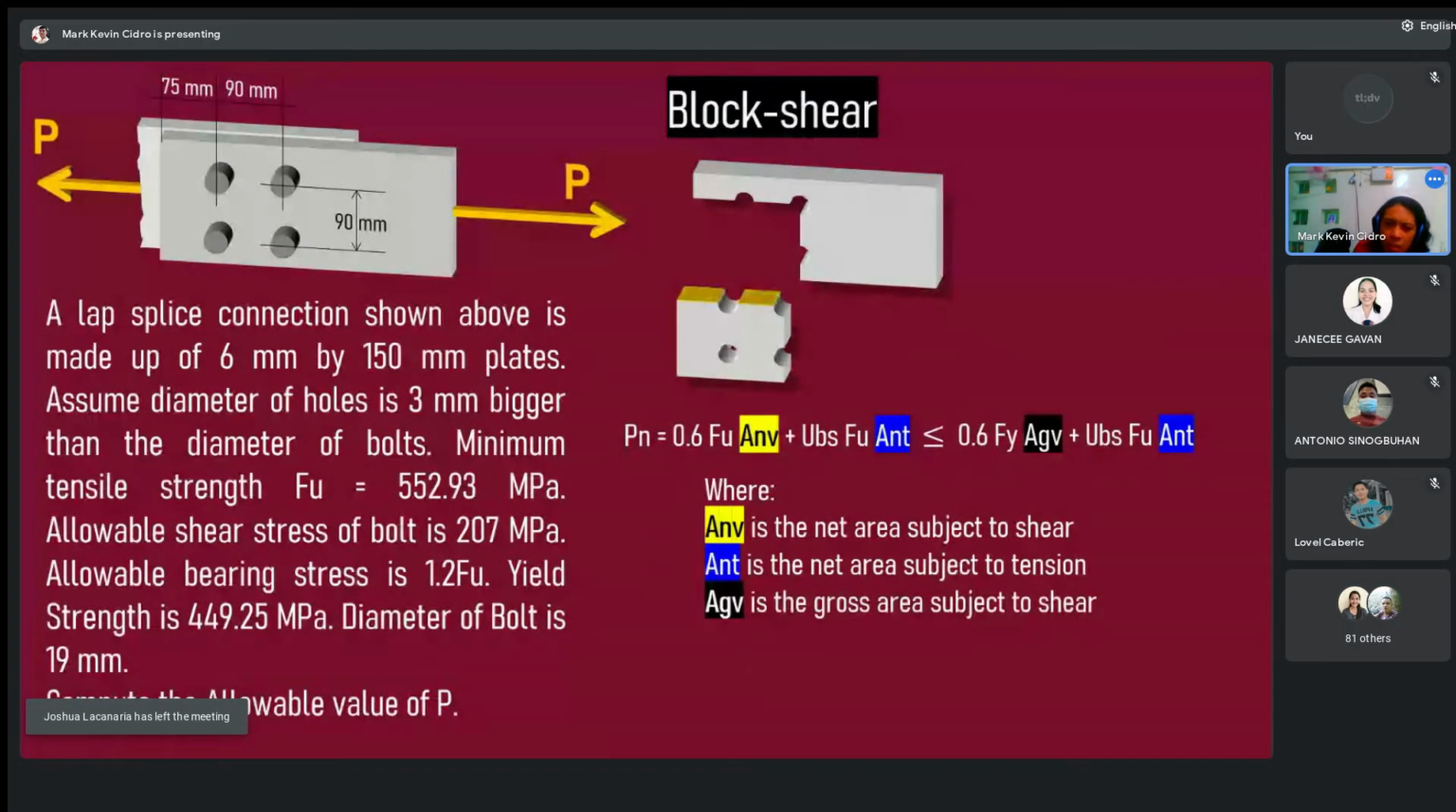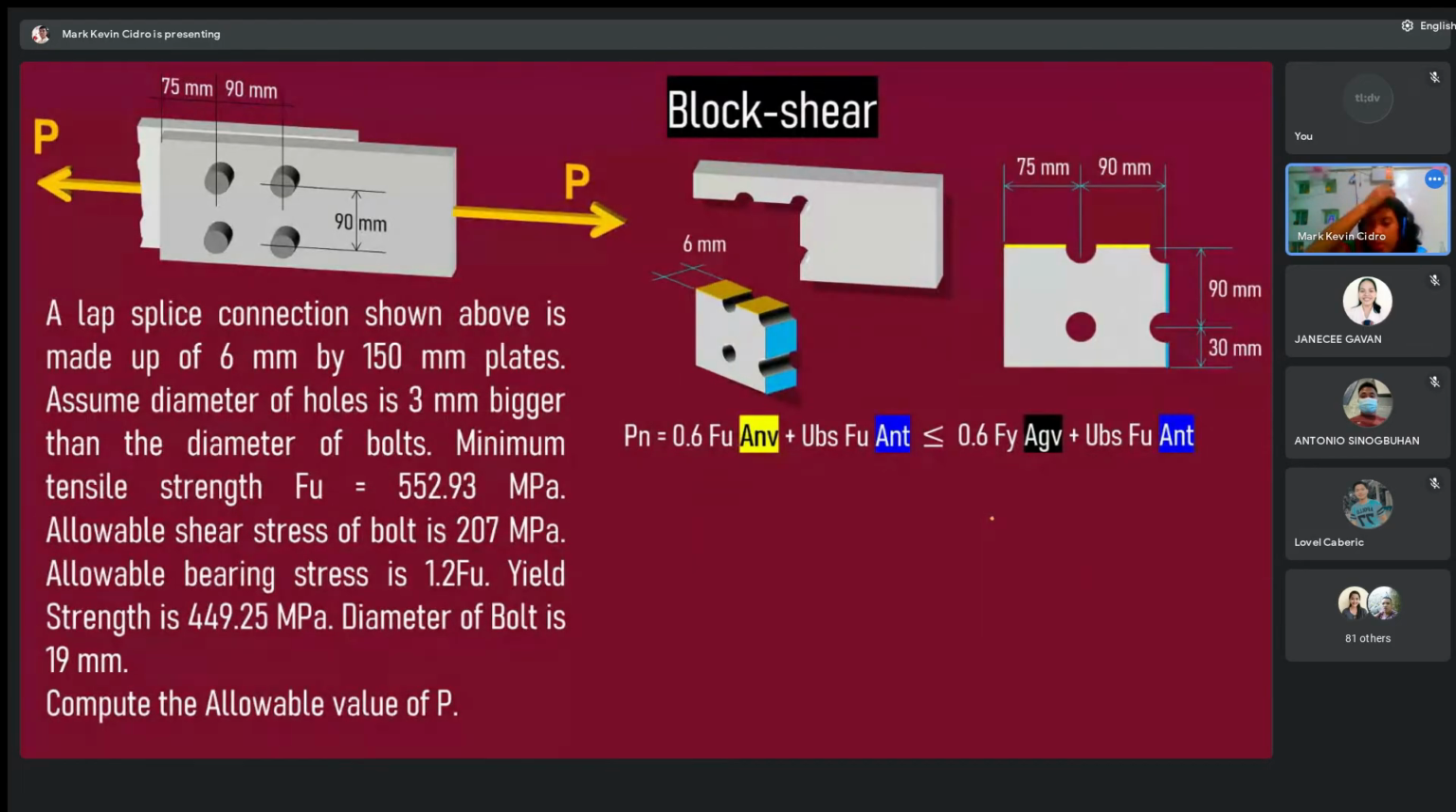Bakit shear? Kasi ang force natin ay parallel sa area. The force and the area are parallel to each other. Anv and Agv is this area. Ant naman is this area, kasi ito ay perpendicular to the applied force. Net area subject to tension.